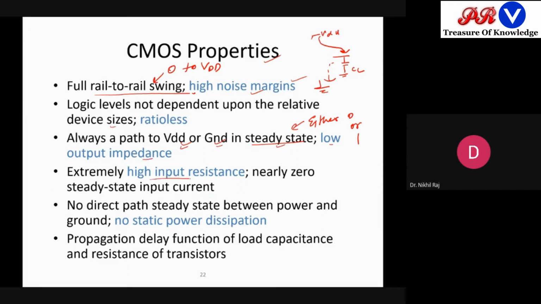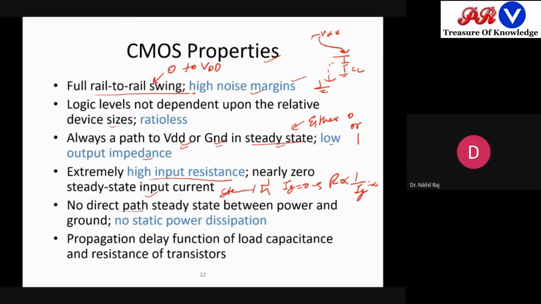Then there is a high input resistance. High input resistance, why? Because we are giving input to the gate, and this gate current Ig is 0. So when Ig is 0, what is R? R is nothing but 1 by Ig. So almost it is infinite, very high input resistance, because of nearly 0 steady state input current.